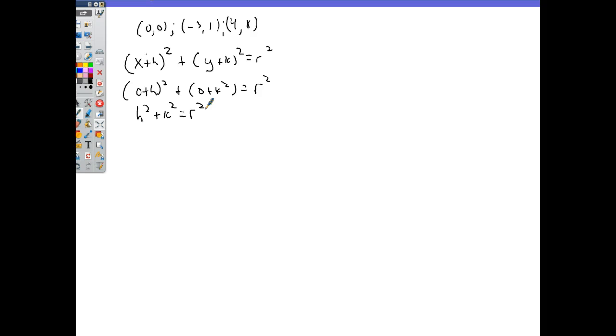Now I just plugged in 0, 0. What else could I plug in? -3, 1. Let's try that one. So I would plug in (-3 plus h) squared plus (1 plus k) squared equals r squared. This is going to be not fun to simplify. Why? That's a foil. I'm going to have to foil that little gem, but I can do that because we're advanced math students. So, -6h plus h squared plus 1 plus 2k plus k squared equals r squared.